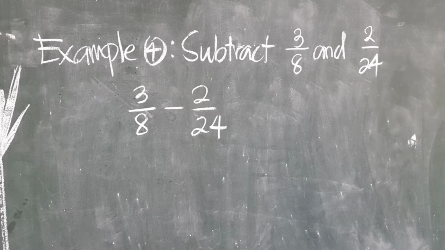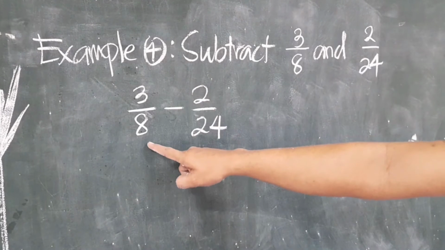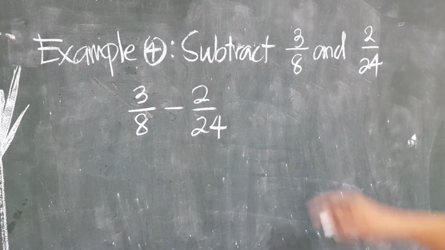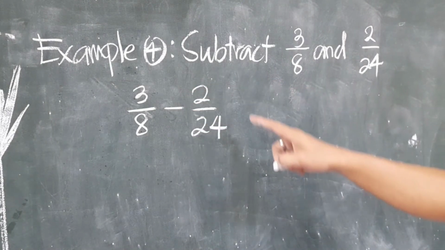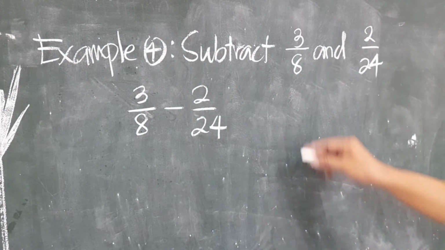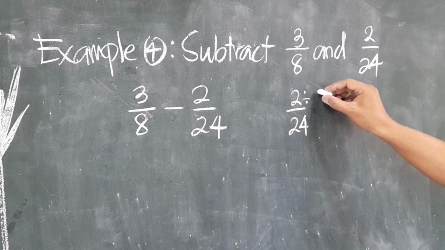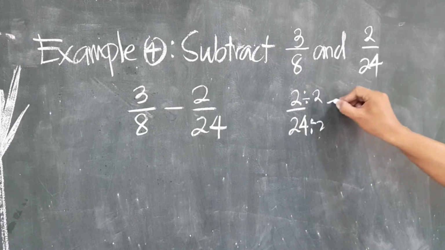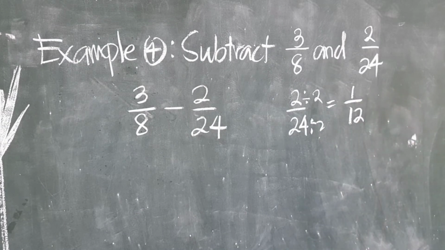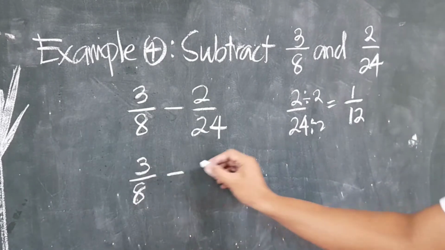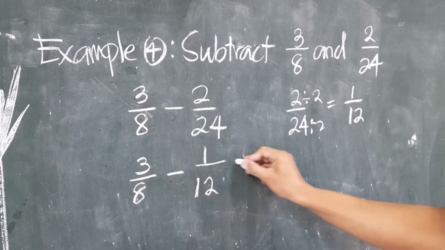Subtract 3 over 8 and 2 over 24. So we need to write 3 over 8 minus 2 over 24. As you noticed, 2 over 24 can be reduced. We have 2 over 24. Divide both numerator and denominator by 2. So we have 1 over 12. So we write it again. So we have 3 over 8 minus 1 over 12.